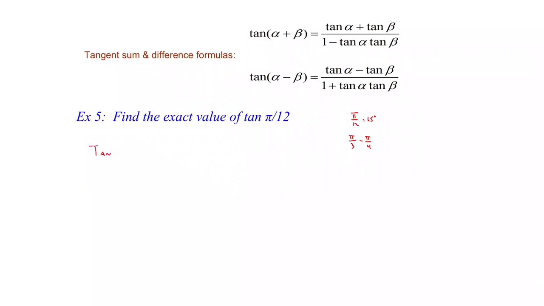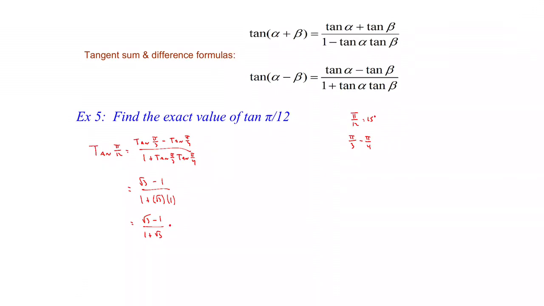We're going to do tangent of pi over 12 is equal to, and since we're subtracting, it will be tangent of pi over 3 minus tangent of pi over 4 all over 1 plus tangent pi over 3 times tangent pi over 4. Now we can take those and simplify. Tangent of pi over 3, that would be your 60 degrees, so that would be square root of 3, minus tangent of 45 would be 1, over 1 plus square root of 3 times 1. So that will be square root of 3 minus 1 over 1 plus square root of 3.